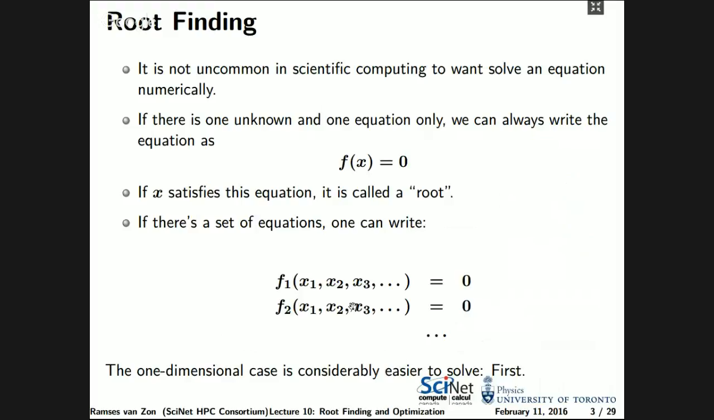This can be generalized, obviously, to more than one variable. You could have, say, 3 variables, x1, x2, x3, that satisfy a number of relations, f1 equals 0, etc. We would still call that root finding. We find the solution of these. We'll look at the one-dimensional case first because it's easier to solve, and it shows a lot of the intricacies in doing this numerically.